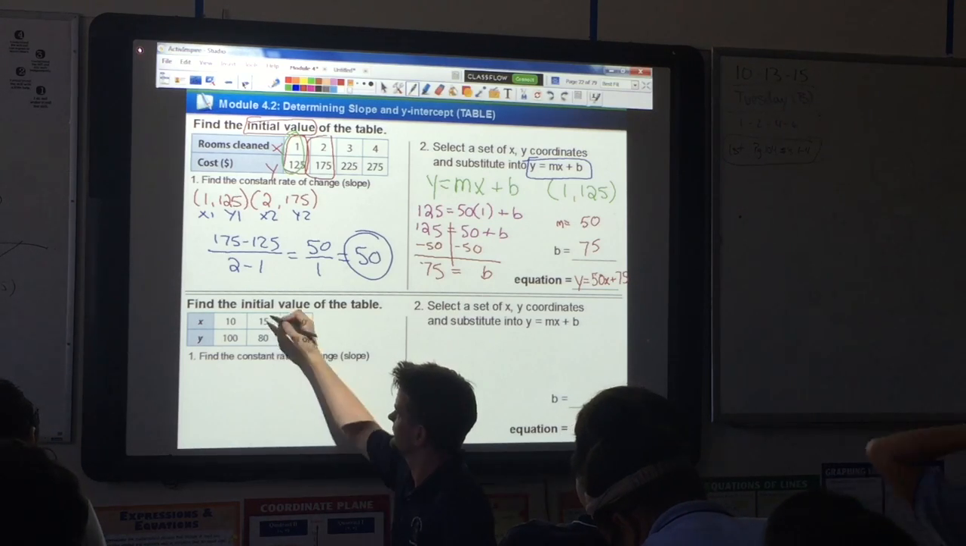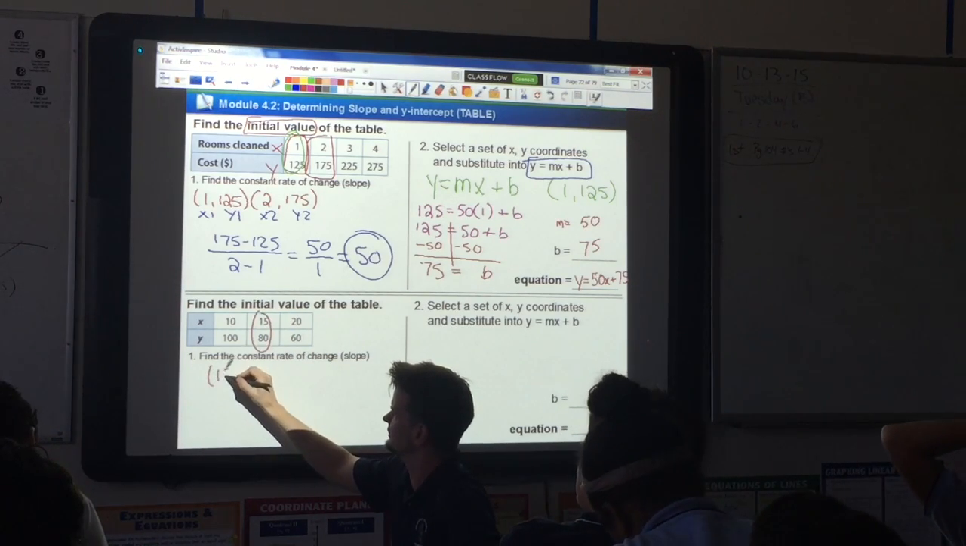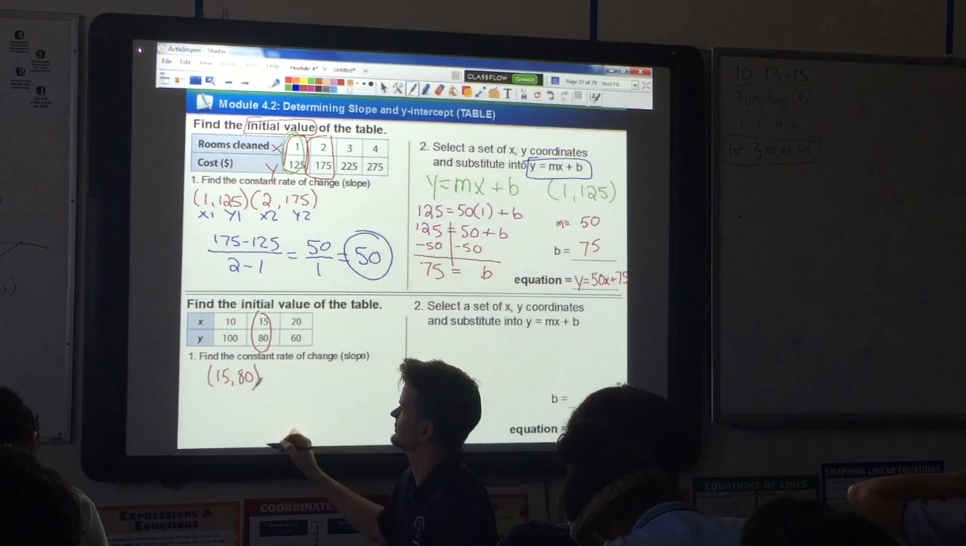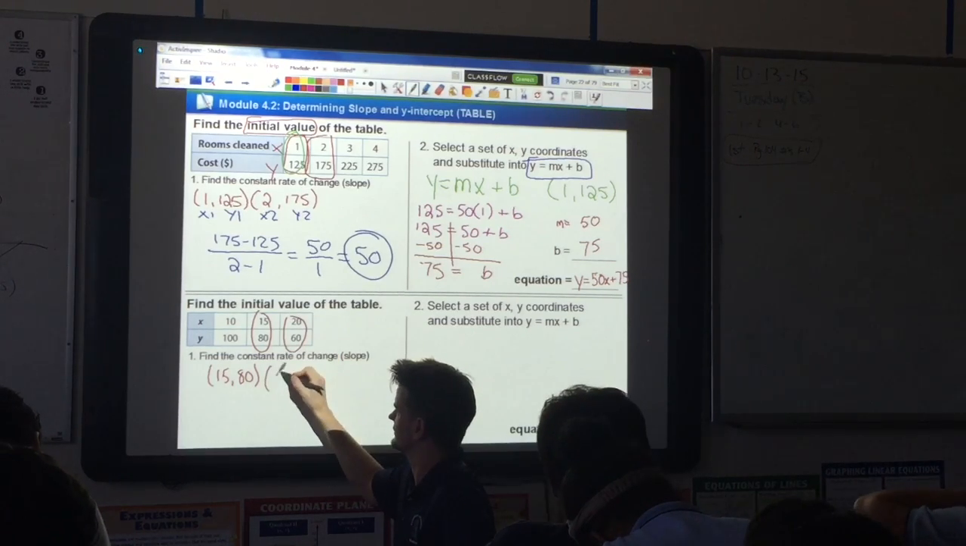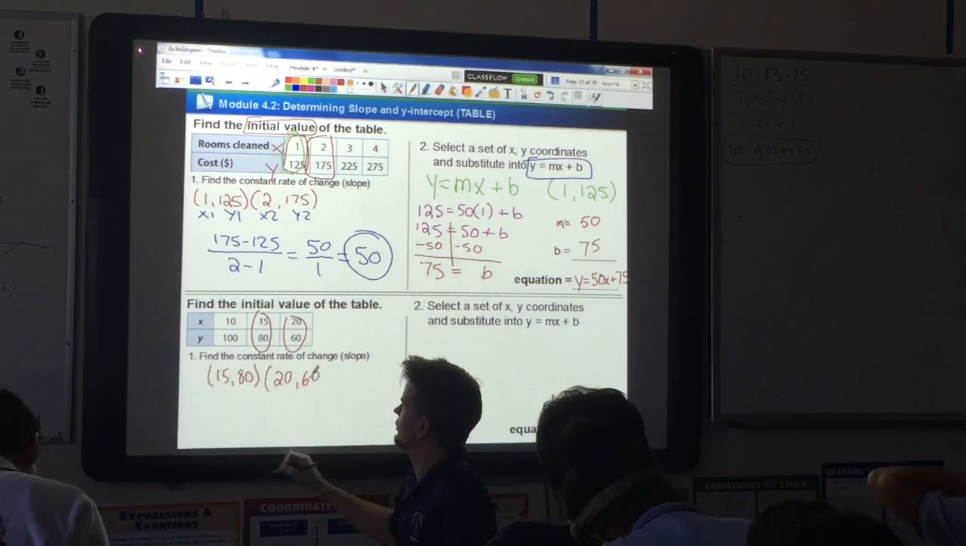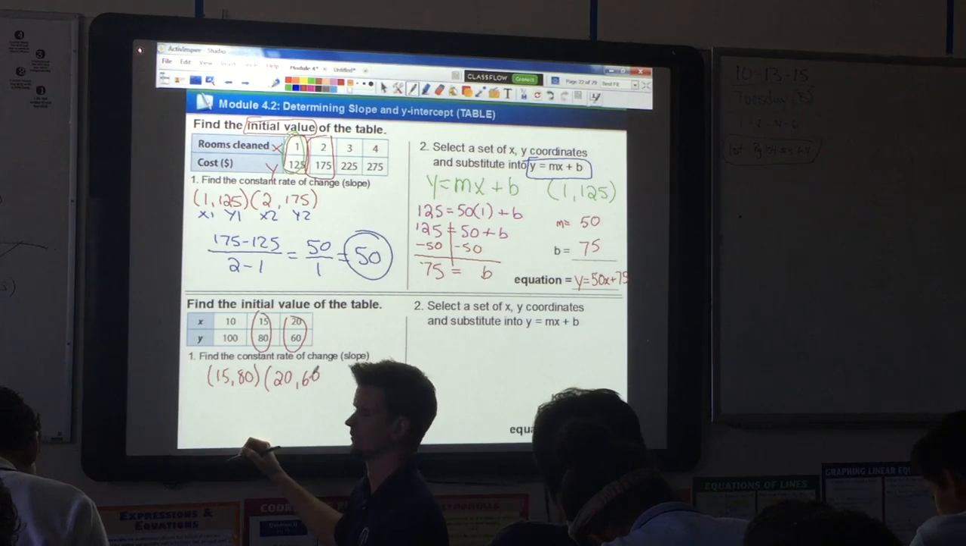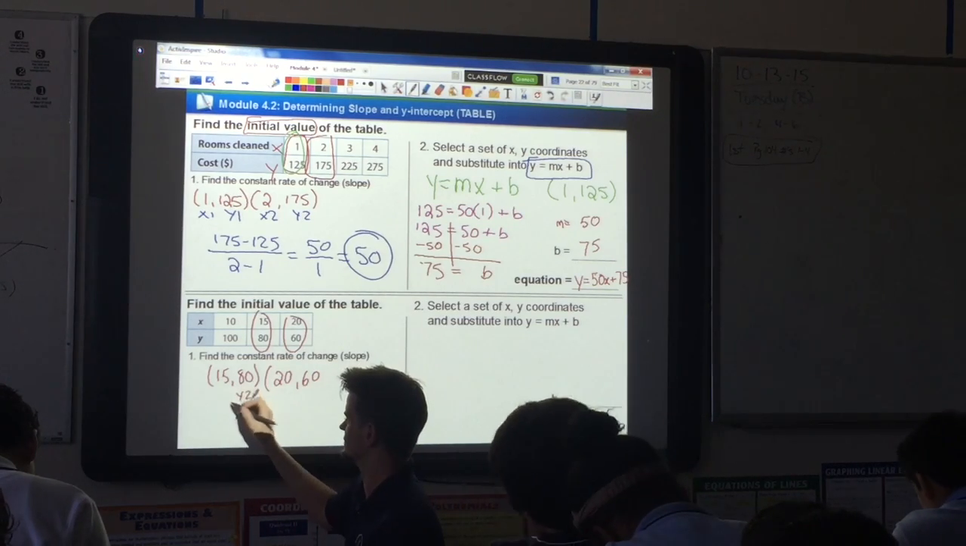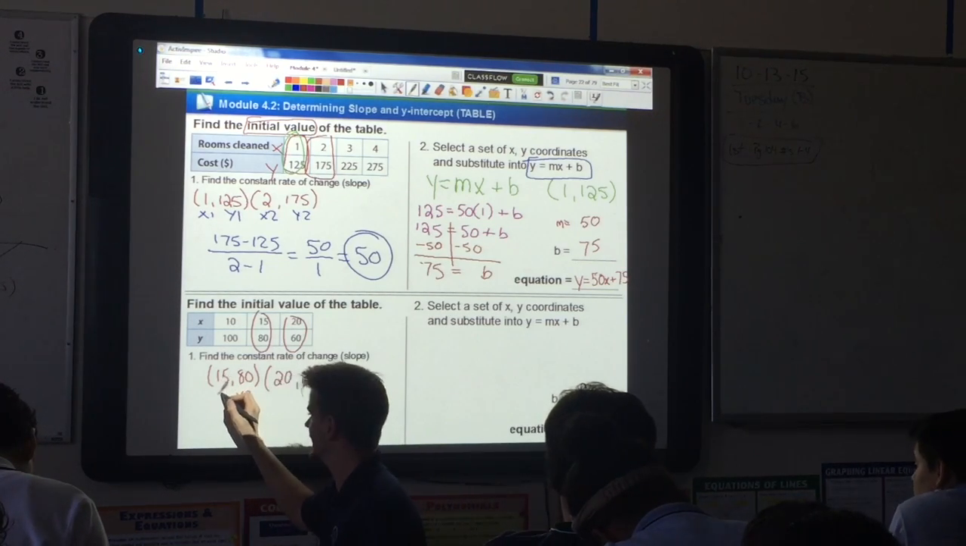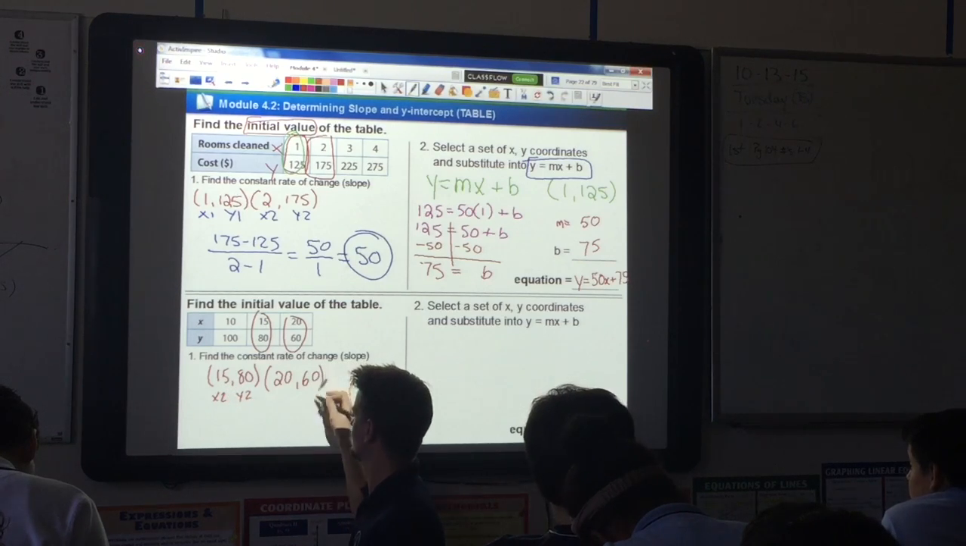15 and 80. 15, comma 80, okay, that's one. And what else? 20 and 60. Okay, looking at this, what is going to be your y2? 80. 80 is the larger of the y values. That means this has to be x2. Miss Vega, what does this have to be then?